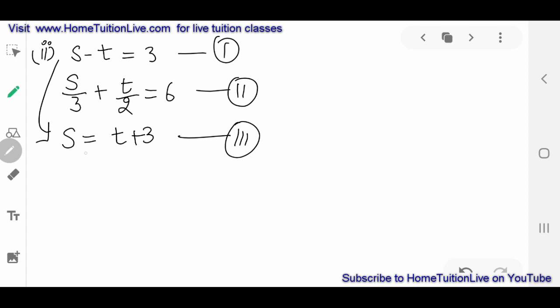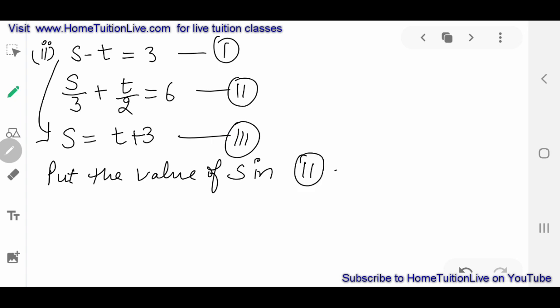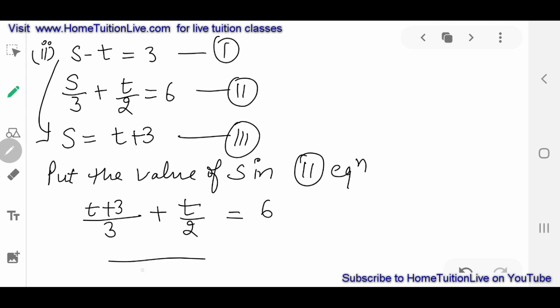Okay. Now put the value of s in the second equation. s is t plus 3. So (t plus 3) divided by 3 plus t by 2 equals 6. So take the LCM. This is 6.